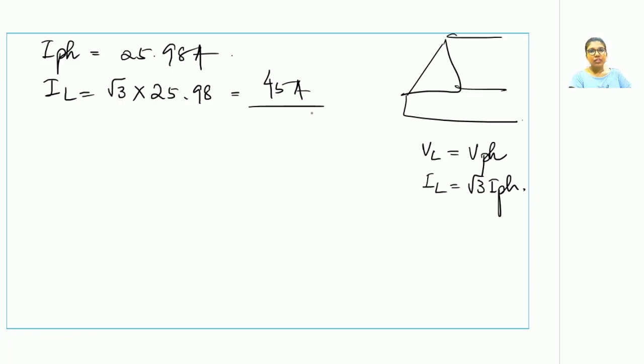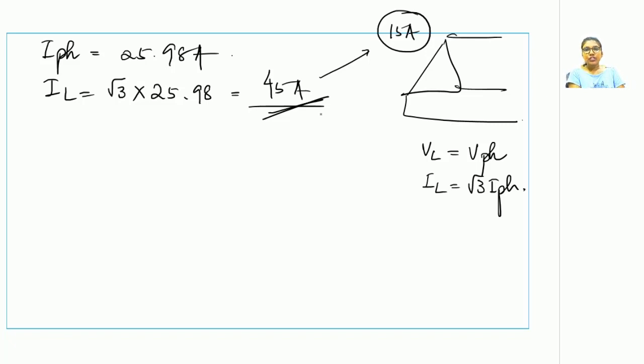Now can you see one thing? For a star connection, the IL was given as 15 amps in the question itself. However, for a delta connection, it came out to be 45 amps and not 15 amps. So this would have been the mistake had you taken the value of IL which was already given in the question. So these small things one has to take care of.